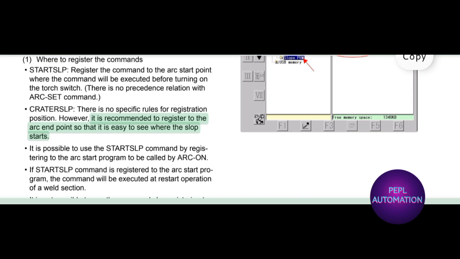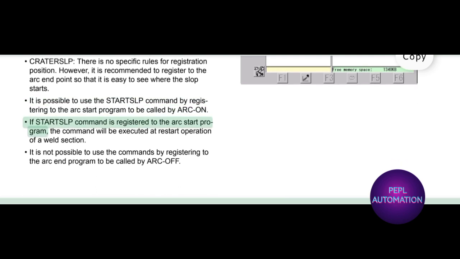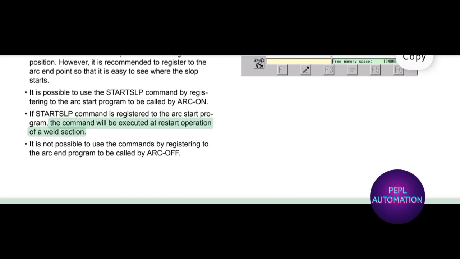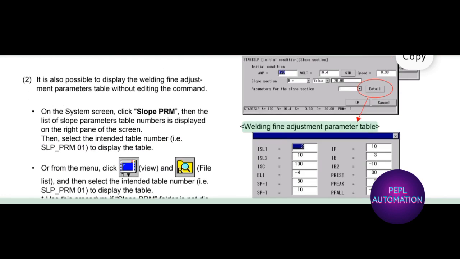It is possible to use the STARTSLP command by registering to the arc start program to be called by arc_on. If the STARTSLP command is registered to the arc start program, the command will be executed at restart operation of a weld section. It is not possible to use the commands by registering to the arc end program to be called by arc_off. Welding fine adjustment parameter table.